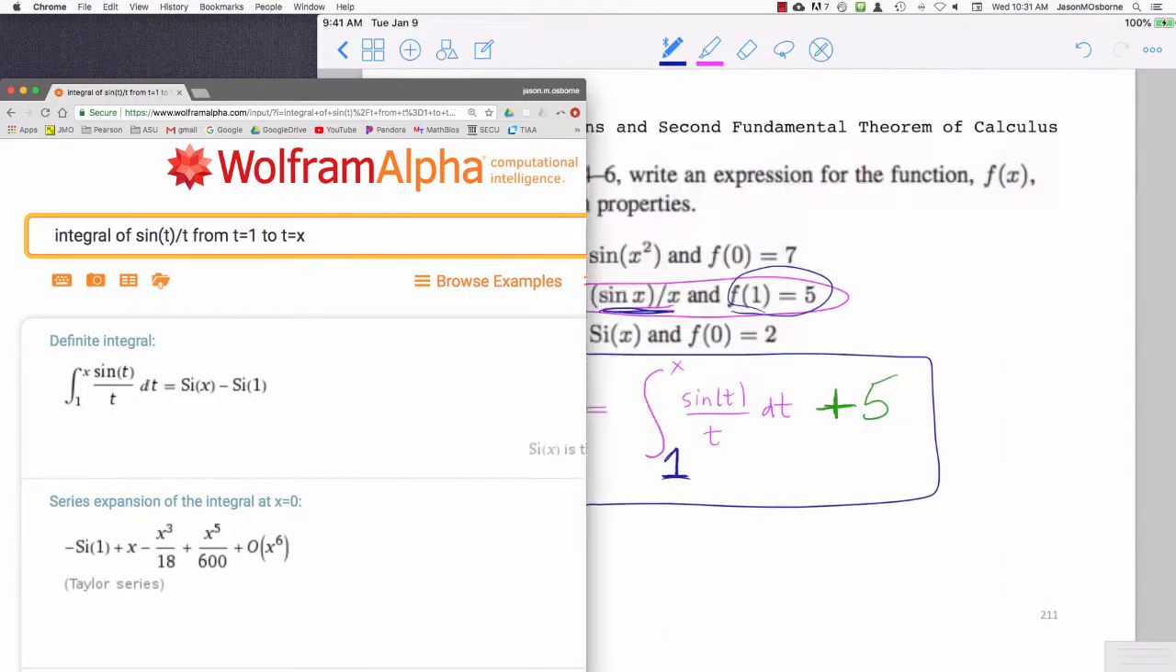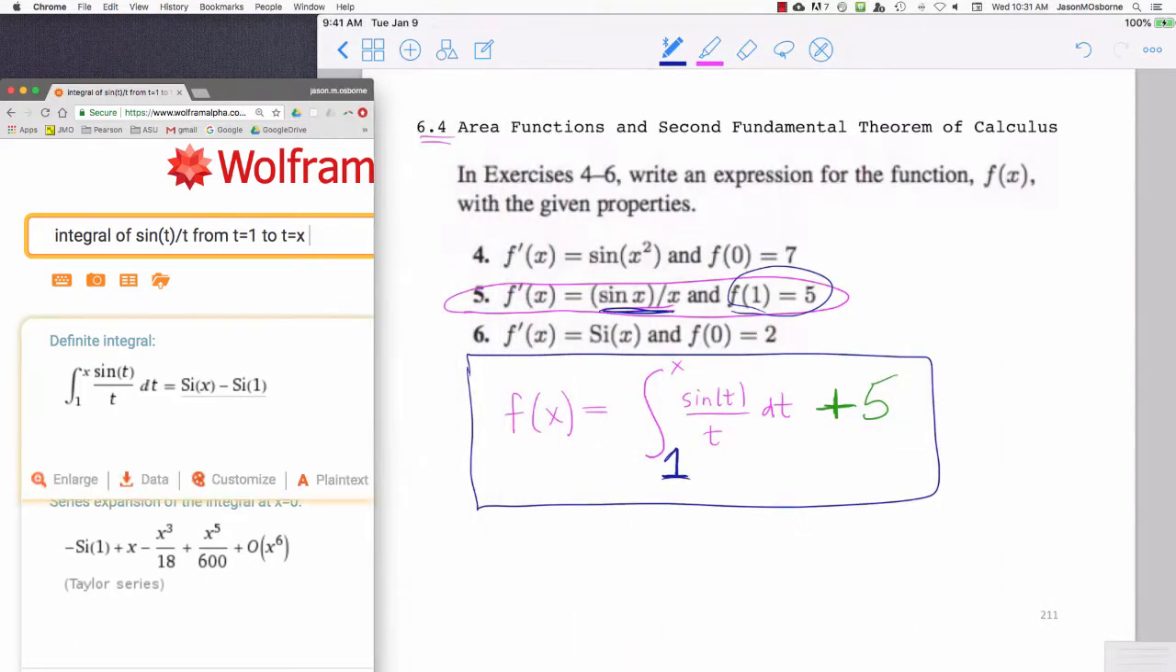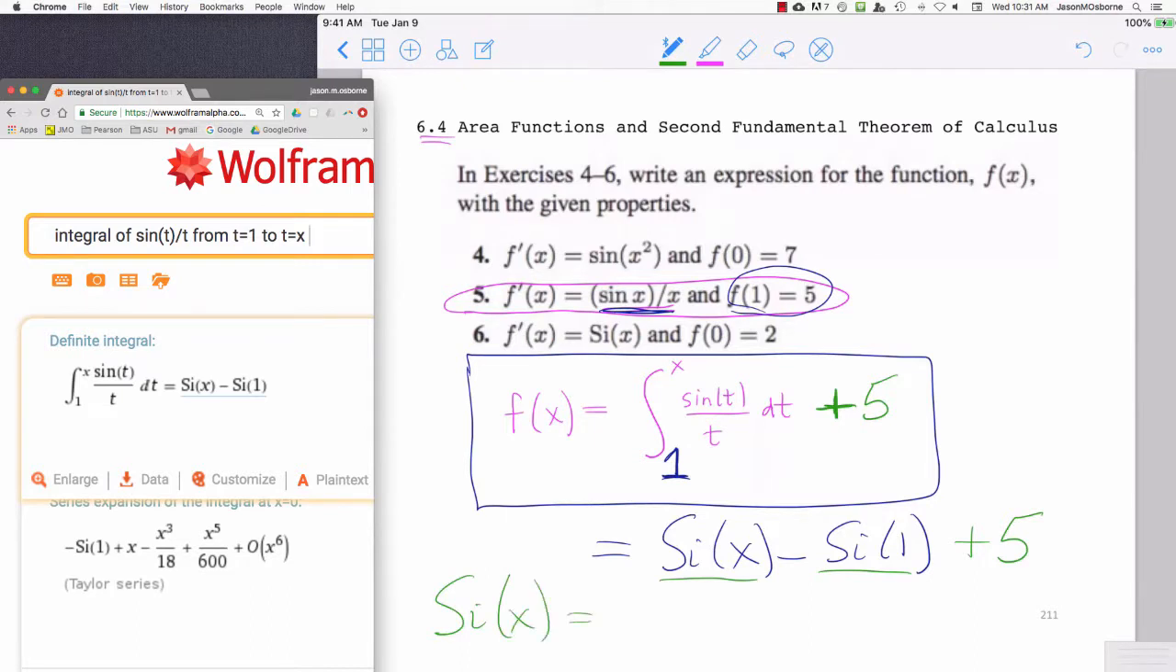is capital SI of x minus capital SI of 1, and then if you add on the 5, that will be your answer. Now that's rather unfortunate because this is not a function we've seen before. What is capital SI of x? What is this function?